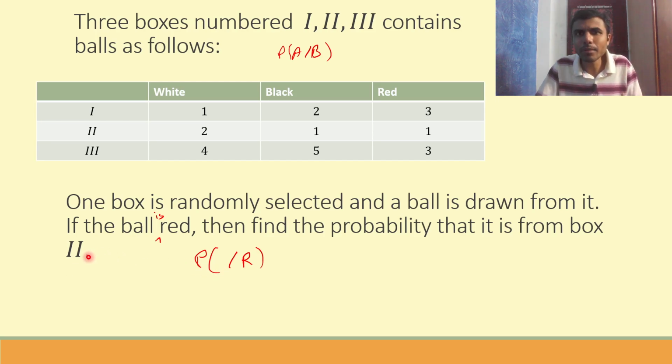Let's say I take my event, selecting box 2, as E2. So they are asking P of E2 by R, P of E2 by R. This is what they are asking. Once again, P of E2 by R means happening of E2 after happening of R. That means first R has occurred. R is what? Capital R is that I got a red ball. And now they are asking to find the probability that it is from box 2. That means E2 has occurred. Given that R has occurred, what is the probability of E2 occurring?